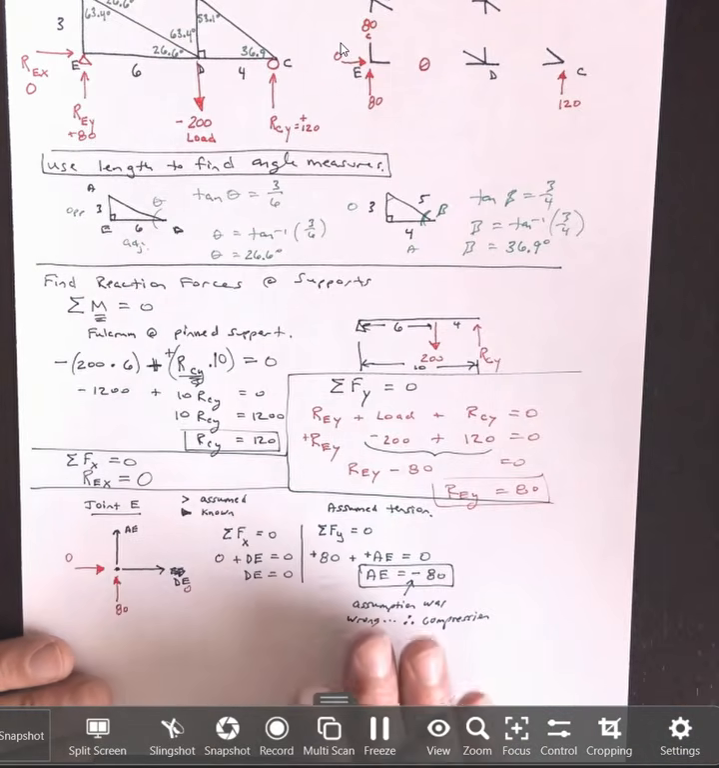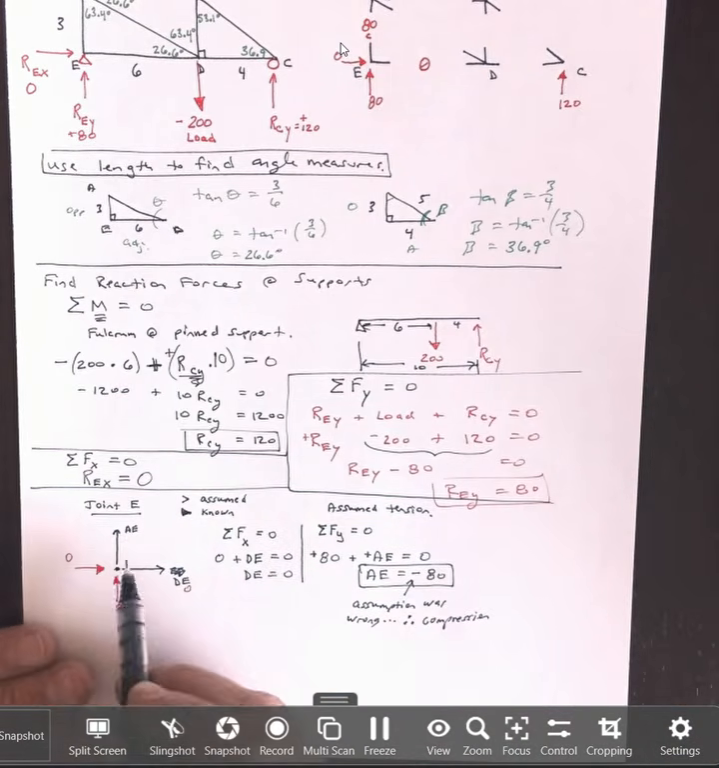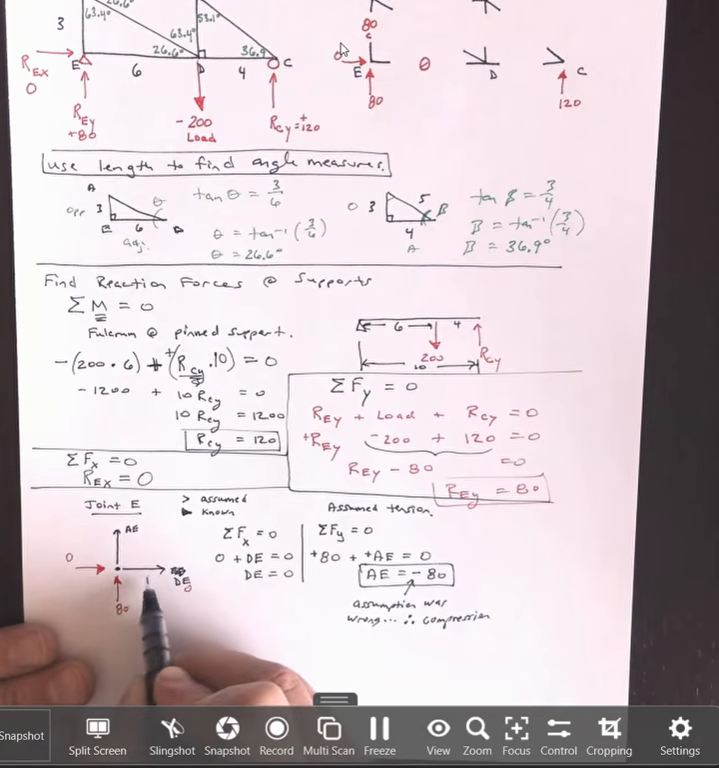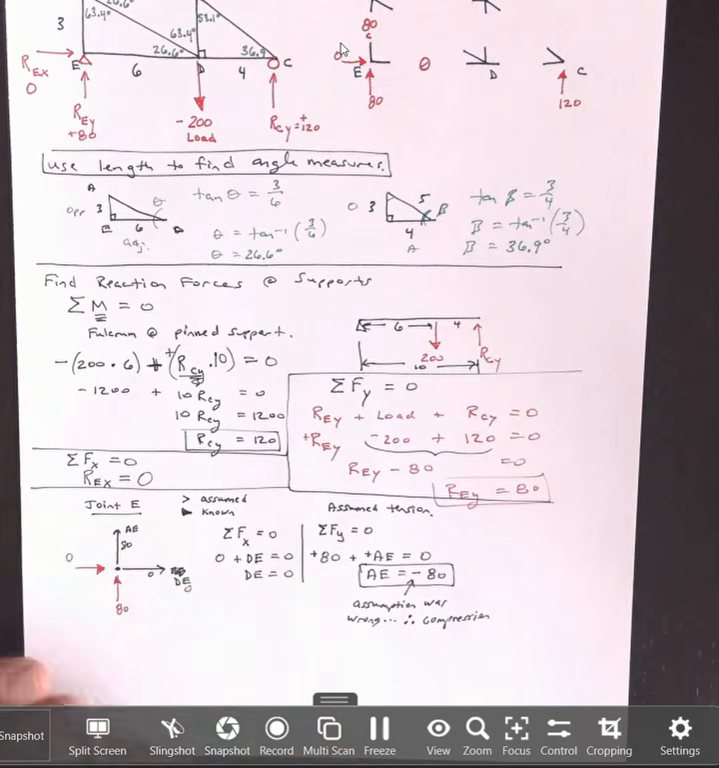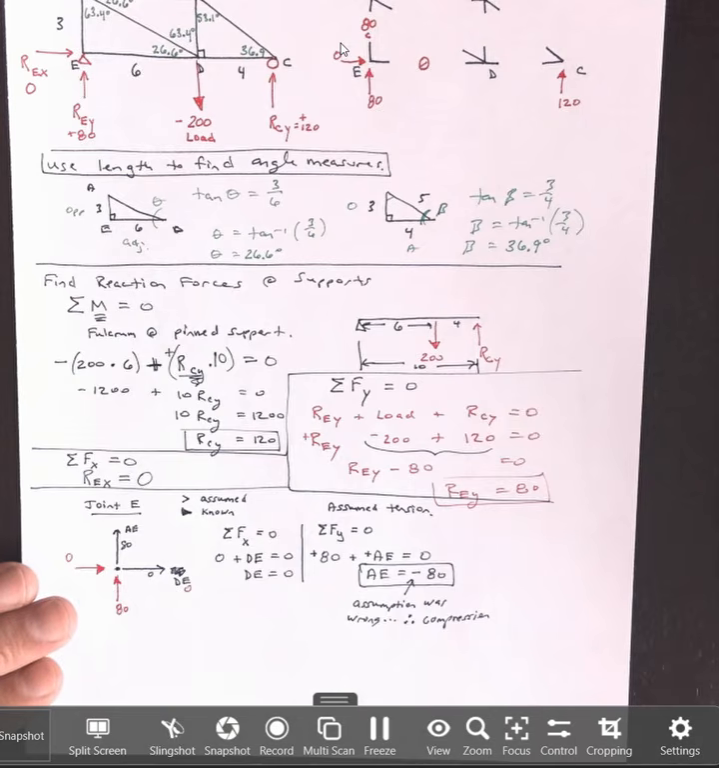Okay. We found everything we can find at joint E. Right? We know this is 0. We know that's 80, the magnitudes. There's no other unknowns. So we're ready to move on to another joint.